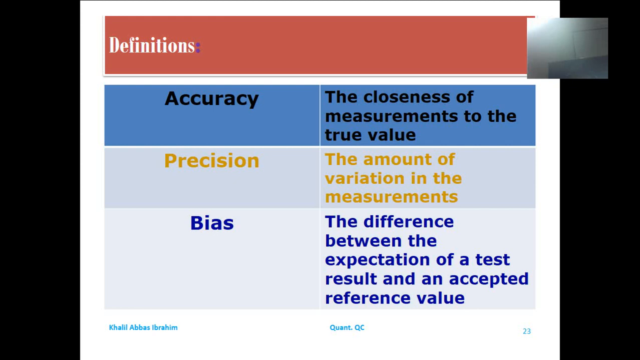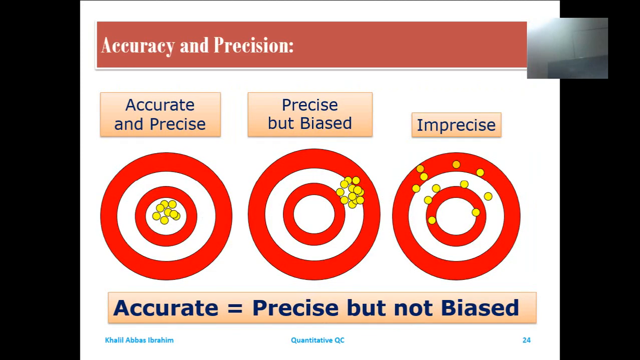Bias is the difference between the expectation of the test results and an accepted reference value. Accepted reference values are those known and adopted by all people in a specific laboratory. Bias is the variation and difference between it and the expectation of the test, or the values that you expect to obtain through examining those materials.